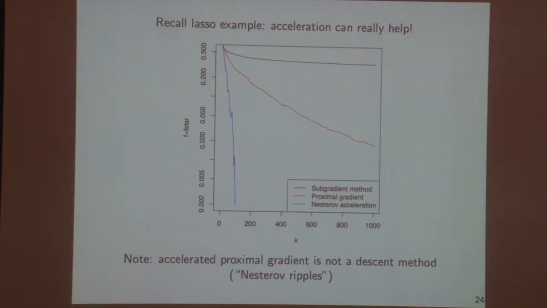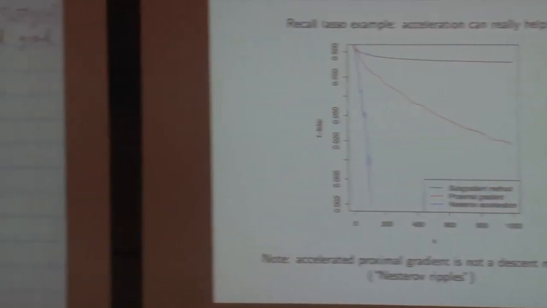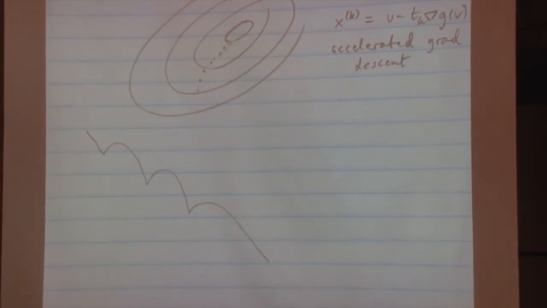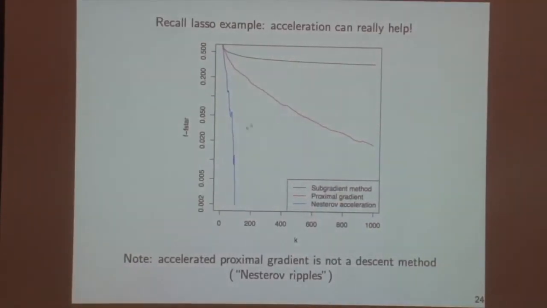So acceleration does not guarantee that we descend the criterion at every iteration, unlike proximal gradient descent, which we know does. So you shouldn't be surprised if you apply acceleration and see something like this. This is actually not unexpected. And on your homework, you're going to be implementing acceleration for a problem something like this, and you're going to try to recreate a picture like this.